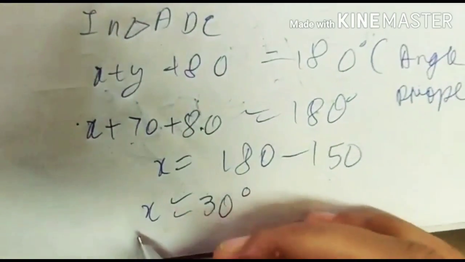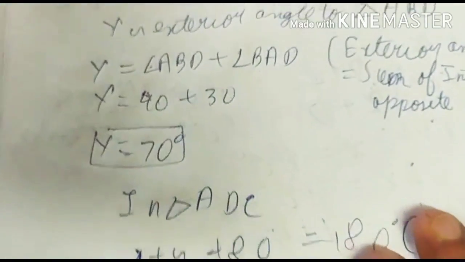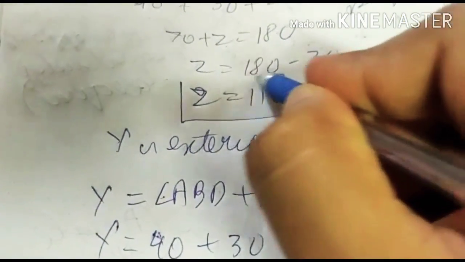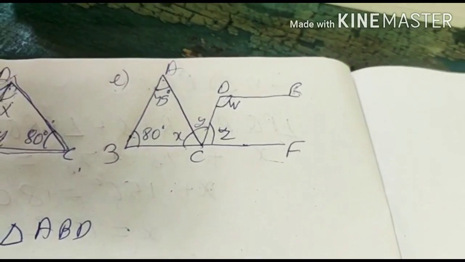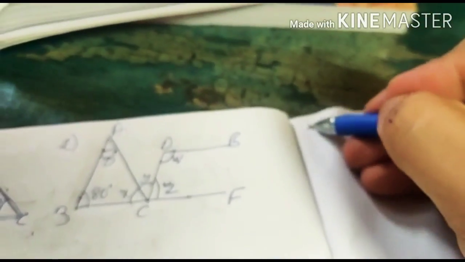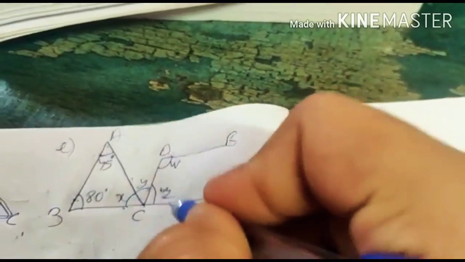So we have got the value of x, we have got the value of y, and we have also got the value of z. Our next question is question number E. Look, in question E we have to find the value of x, y, z and w.